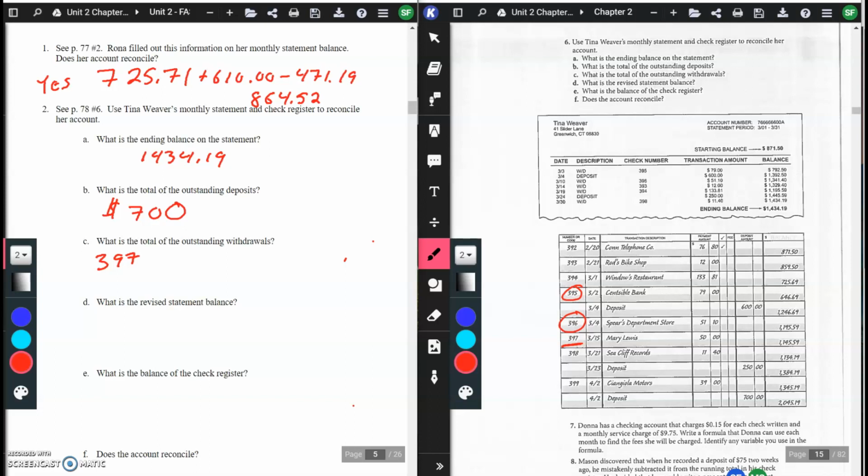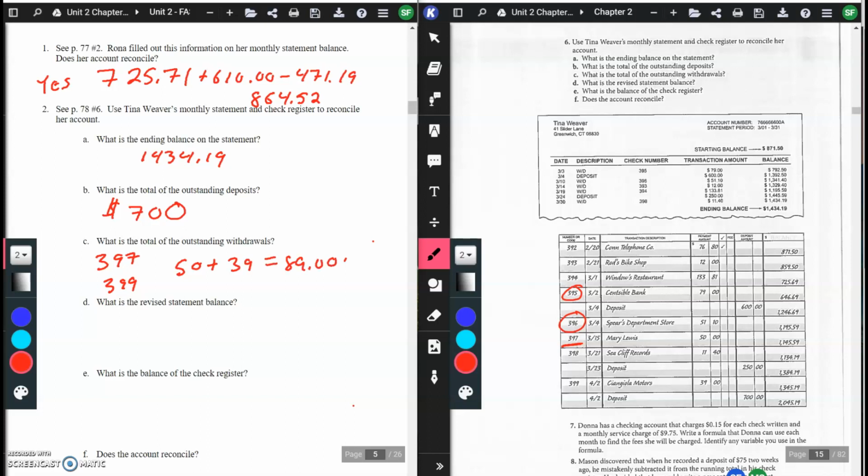I see check 398. I don't see check 399 though. So check 397 and check 399 are still outstanding. Okay, so that's going to be $50 plus $39 for both of those checks. So you have a total of $89 worth of outstanding withdrawals.